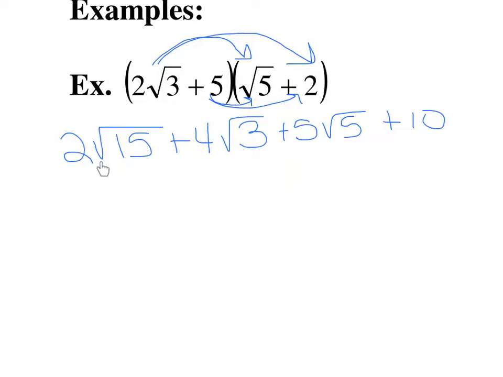After we do the multiply, same as when we're doing polynomials, we look across to see if there are any like terms, like radicals, anything that can be added to simplify, and in this case, they are all unlike. So we're done.